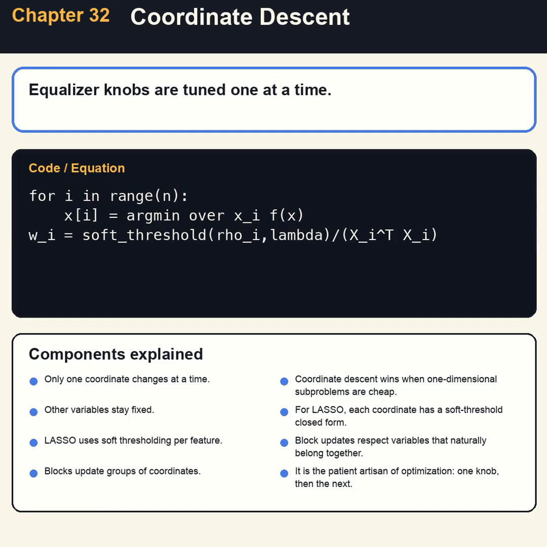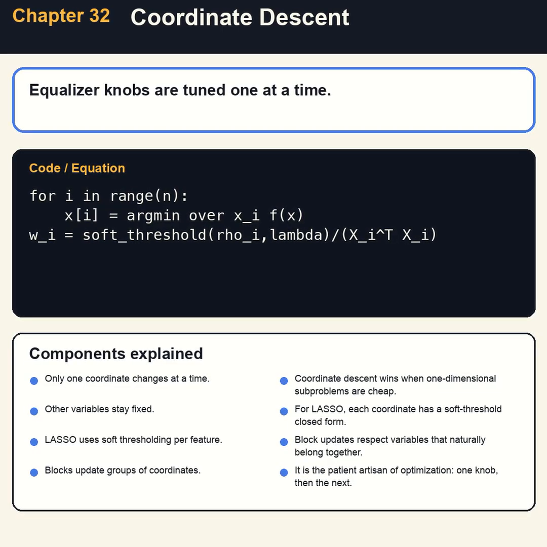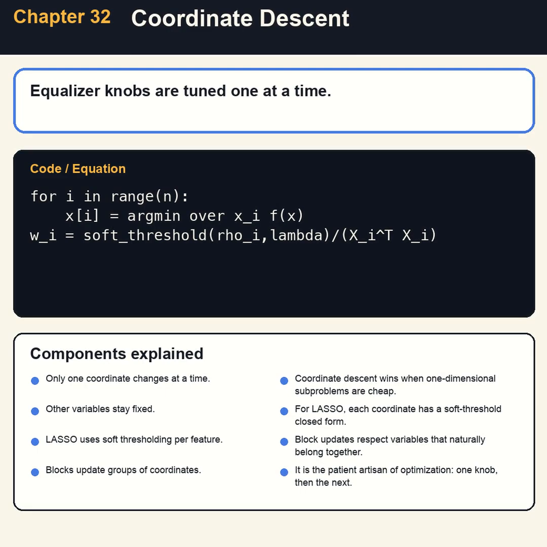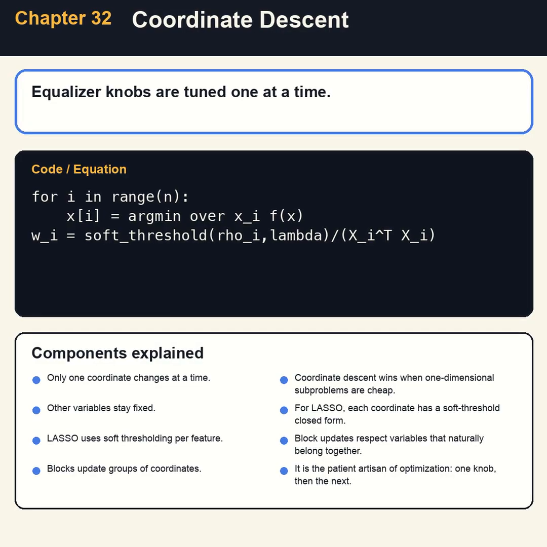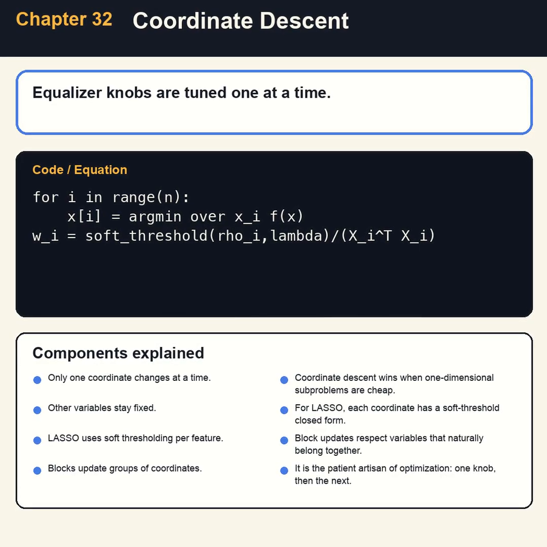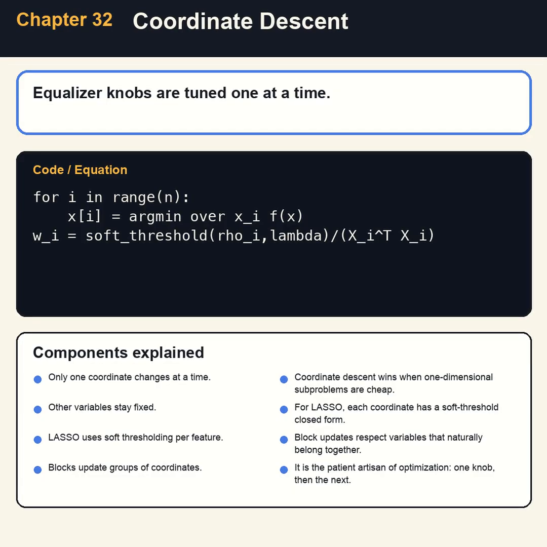Coordinate descent. Real-world analogy: tune equalizer knobs one at a time, listening after each change before moving to the next control. It is useful when subproblems are cheap or have closed forms, as in lasso and matrix factorization.